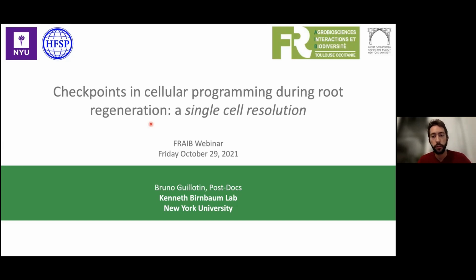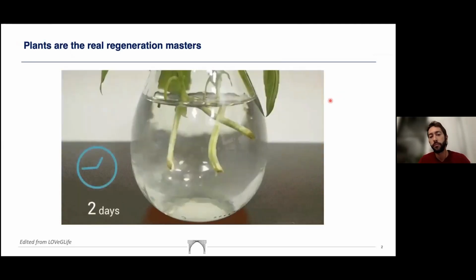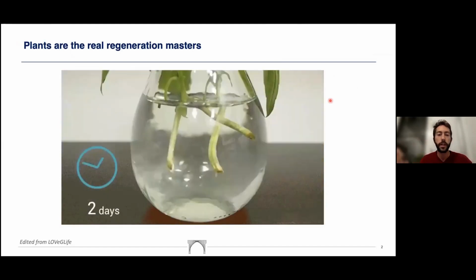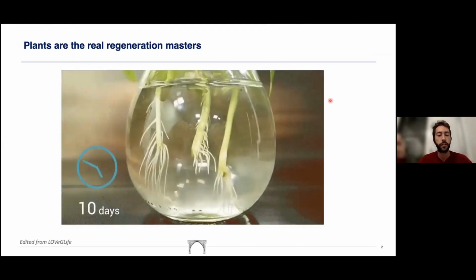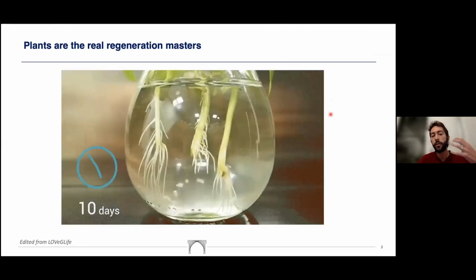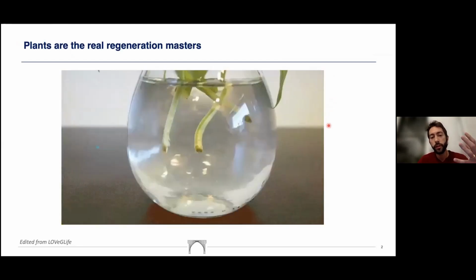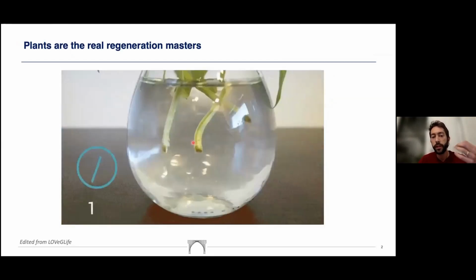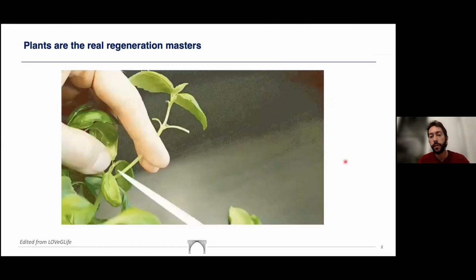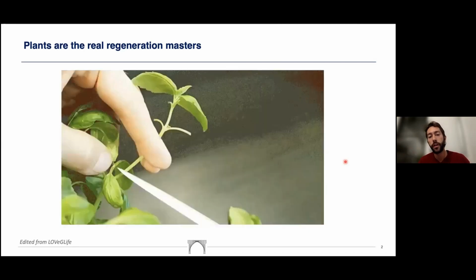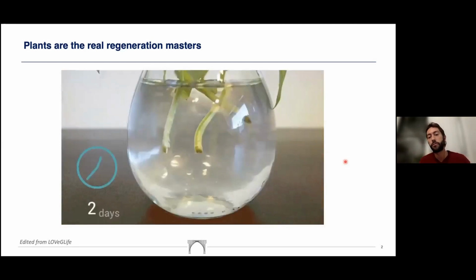As you all know, because we are a plant lab, plants are the real masters of regeneration. I'm pretty sure that many of you have already tried that. You take your favorite plant, you cut it, you stick it into water, and you get roots out of the stem. From a biological point of view, it's very interesting to see that cells that are already matured, already doing their jobs as a stem, if you change the environment, are able to fully change their identity, from a stem to a root.